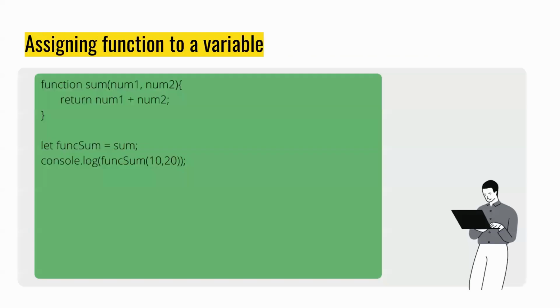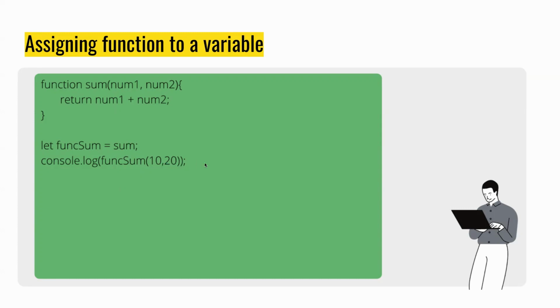So let's move on. Now, assigning a function to a variable. Here, I have a function called sum, which is taking two parameters, num1 and num2, and basically returning the summation of num1 and num2. Now, see this line, let func_sum equals sum. So what I'm doing, I am assigning the function sum to a variable called func_sum, and then using this variable to call the sum function. So I'm not calling the function with the name sum. Rather, I'm calling the function with the name of the variable where I've assigned that function.